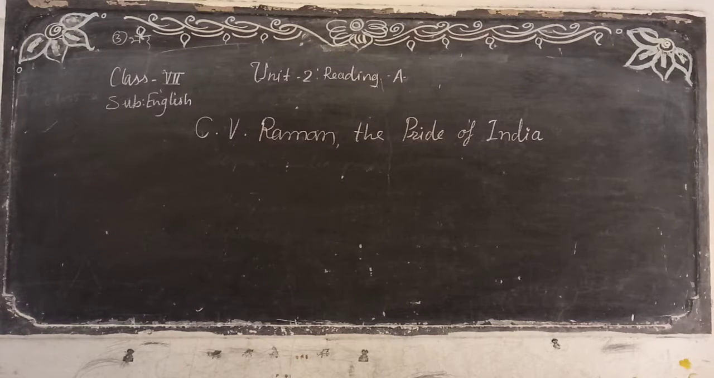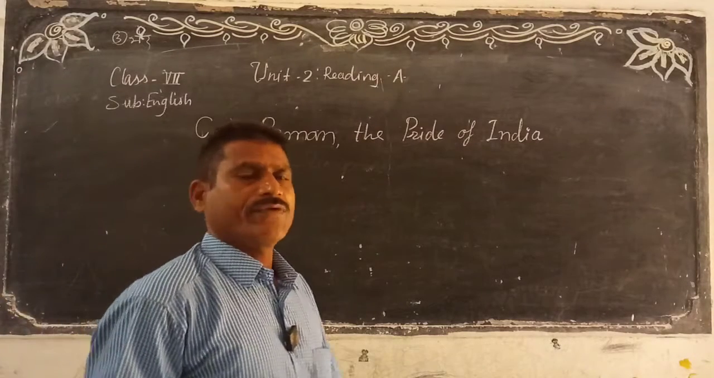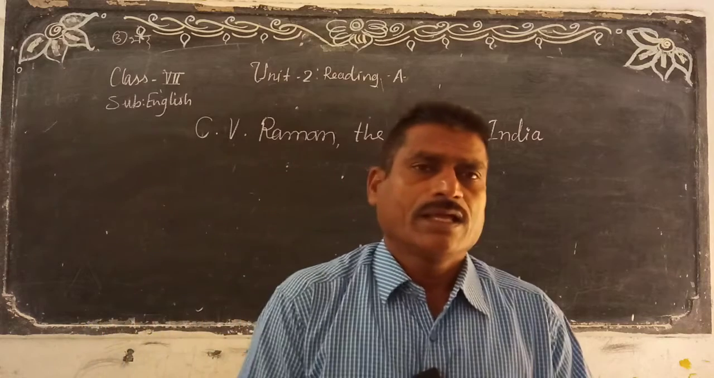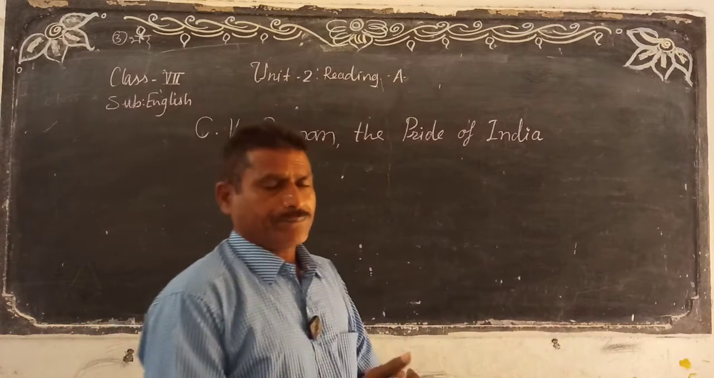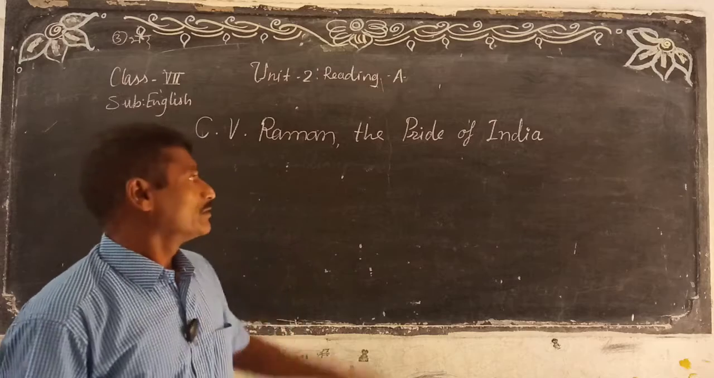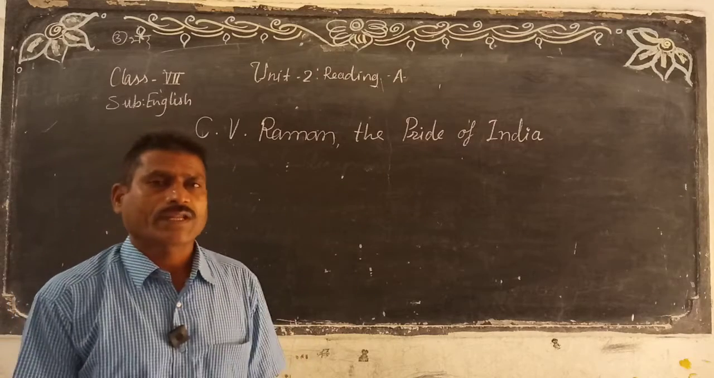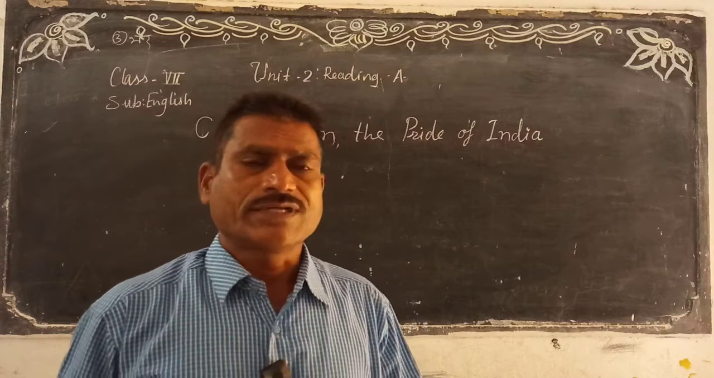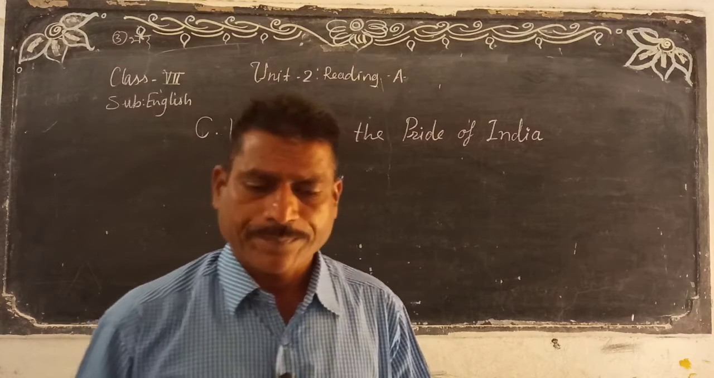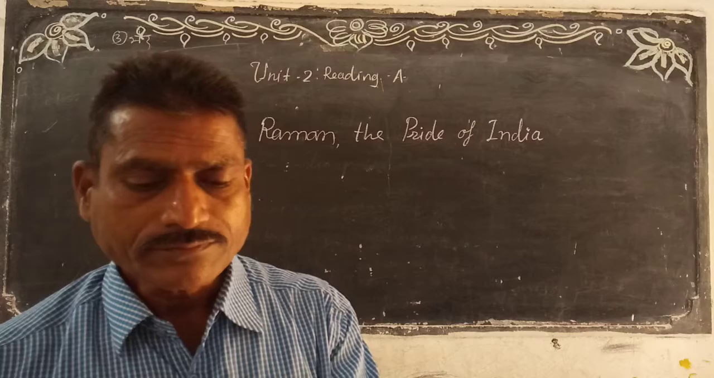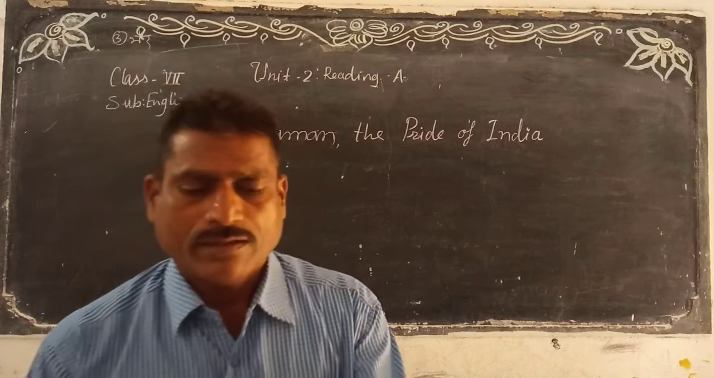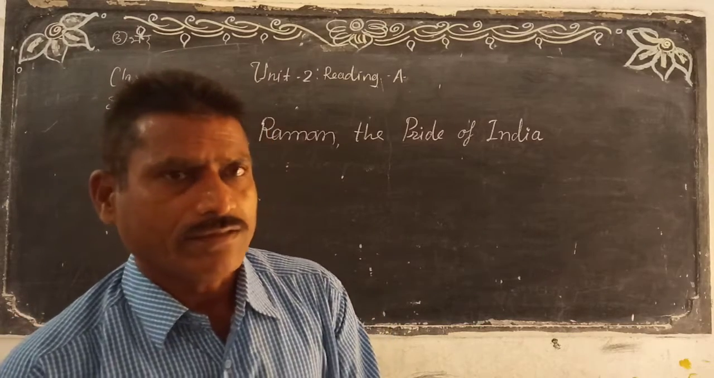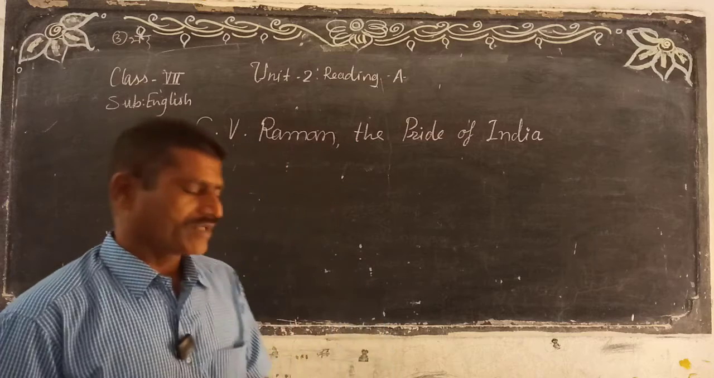Okay, second class students, in the previous period we saw Unit 2, second reading: C.V. Raman, the pride of India. Who was C.V. Raman? Chandrasekhar Venkatraman, right? And in the previous period we did just a recap.